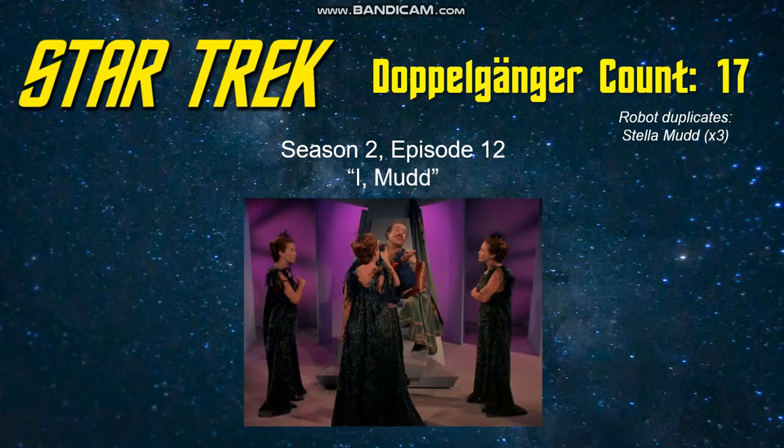Season 2, Episode 12, I, Mudd. As part of Harry Mudd's penance, several android duplicates of his wife Stella are created to torment him. And while it is implied that there could be as many as 500 of these androids, we see 3 of them on screen.